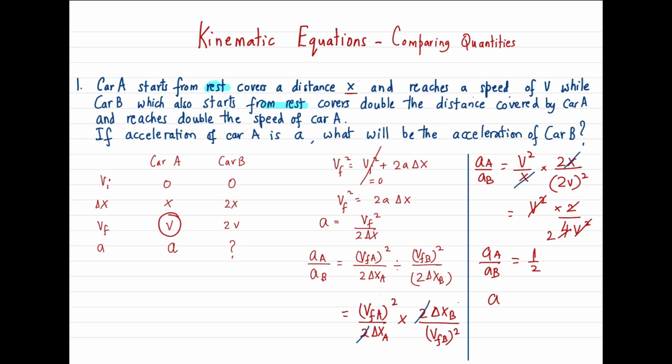That means AB, that is acceleration of B, is 2 times acceleration of A. I just cross multiplied it like this. So I can write acceleration of B is 2 times A, because we said acceleration of A is represented by A. So that's how we can complete this problem.